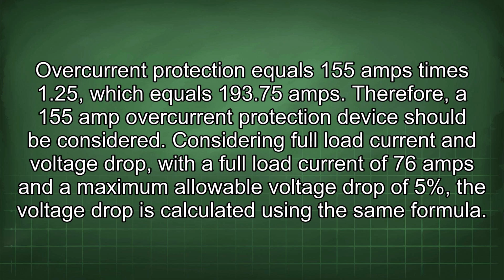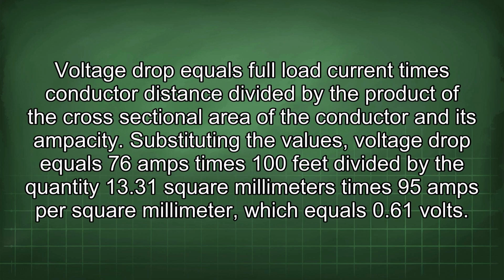Considering full load current and voltage drop, with a full load current of 76 amps and a maximum allowable voltage drop of 5%, the voltage drop is calculated using the same formula. Voltage drop equals full load current times conductor distance divided by the product of the cross-sectional area of the conductor and its ampacity. Substituting the values, voltage drop equals 76 amps times 100 feet divided by the quantity 13.31 square millimeters times 95 amps per square millimeter, which equals 0.61 volts.